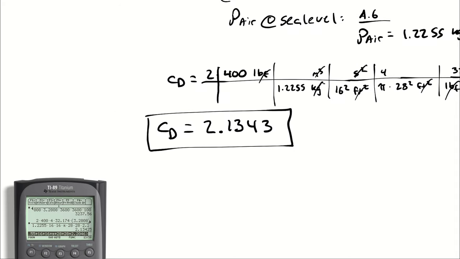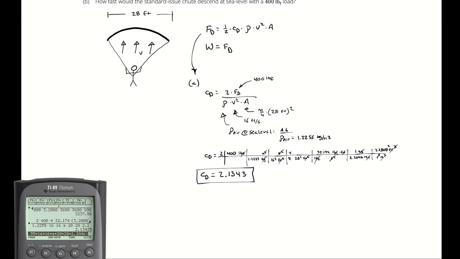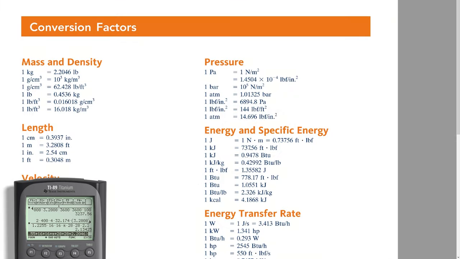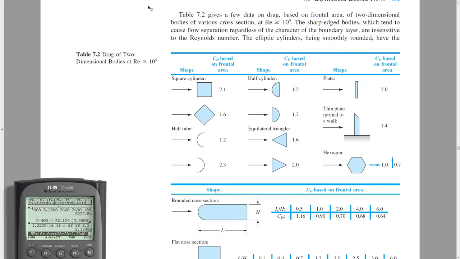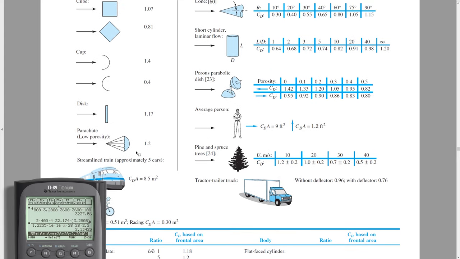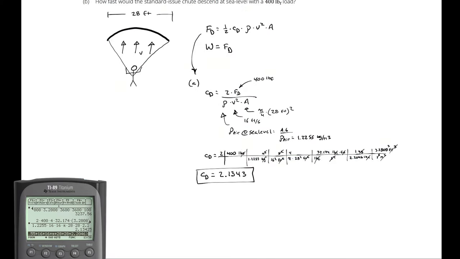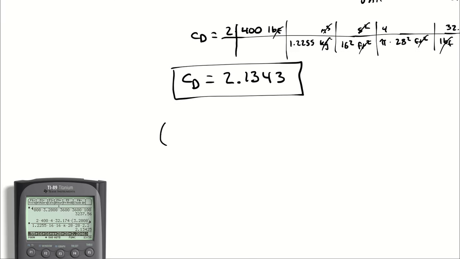Wow, that seems like a big number. Well, bear in mind that this is a drag surface. The whole goal of this mechanism is to create drag, so we would expect a rather high coefficient of drag. The easiest way for us to compare this to what seems like a reasonable quantity would be to look at a standard parachute. So for that, if we go back into table 7.3 for three-dimensional shapes, we can see that a low porosity parachute has a coefficient of drag of 1.2. Our coefficient of drag is 2.1, which is quite a bit higher, but then again, it is supposed to be the leading edge design. So that's probably reasonable for us to claim.